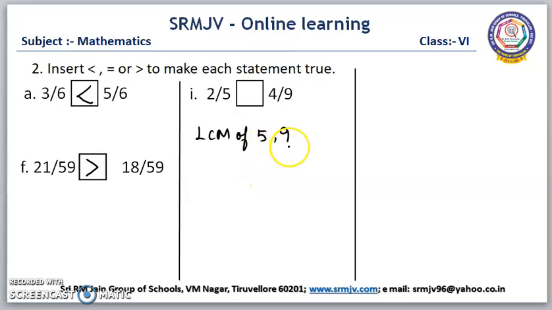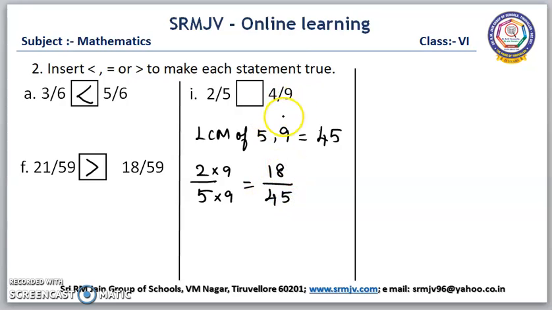Here 5 and 9 are co-prime numbers. So the product of 5 and 9 is the LCM. 5 9s are 45. 45 is the LCM of 5 and 9. Now we have to change the fractions with the denominator 45. The first fraction is 2 by 5. When will you get 45 in the 5 table? 5 9s are 45. So we have to multiply the numerator by 9. Now 2 9s are 18 by 45.